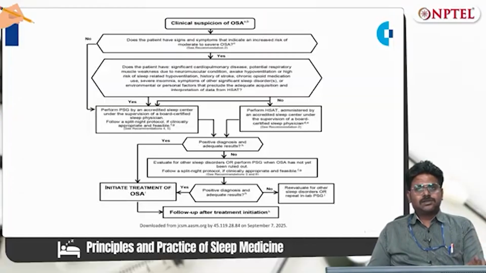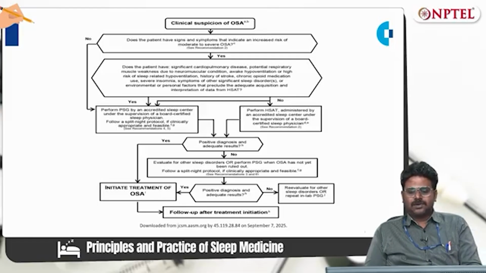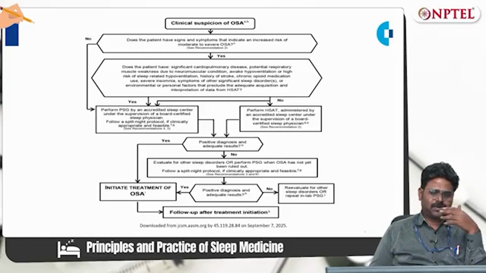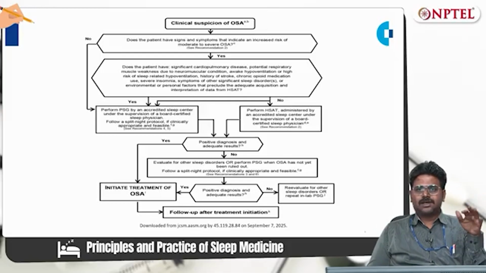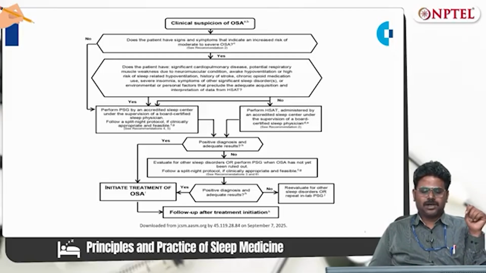In this slide we are going to discuss the flow chart for clinical suspicion of OSA in a patient. Is the patient having signs and symptoms that indicate increased risk of moderate to severe OSA? If yes, does the patient have any comorbidities like cardiopulmonary disease or neuromuscular conditions, or awake hypoventilation or high risk of sleep-related hypoventilation, or environmental or personal factors that preclude the adequate acquisition and interpretation of data from a home sleep apnea test using the screening tool? If yes, perform PSG in a sleep center under the supervision of a board certified sleep physician and follow a split night protocol if clinically appropriate and feasible.